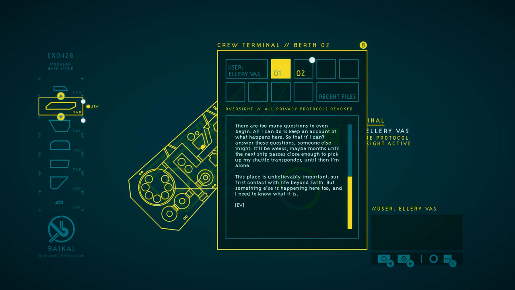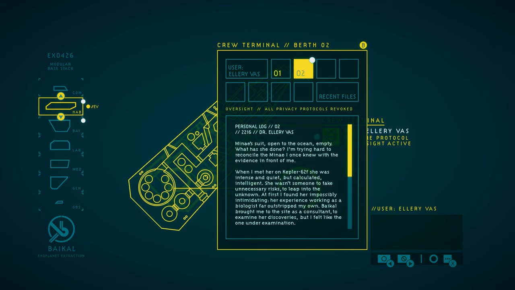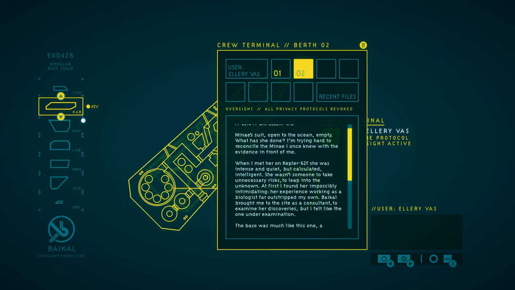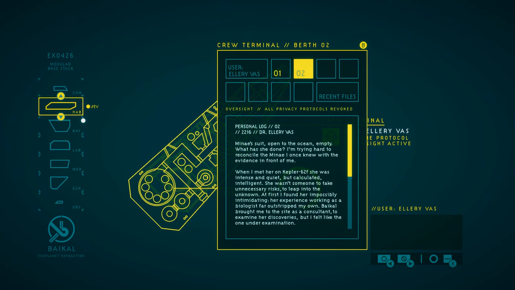This place is unbelievably important. Our first contact with life beyond Earth. But something else is happening here too, and I need to know what it is. Monet's suit, open to the ocean, empty. What has she done? I'm trying hard to reconcile the Monet I once knew with the evidence in front of me.